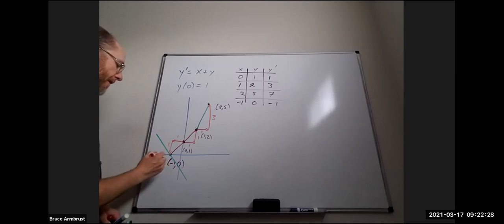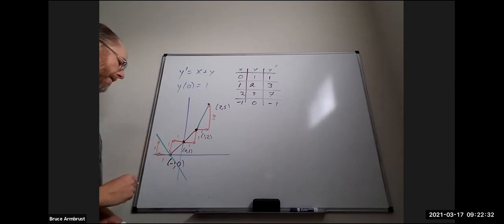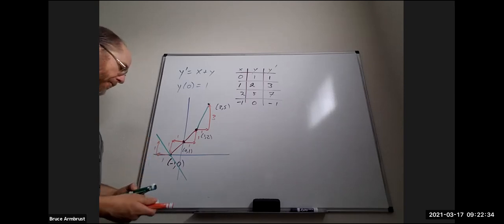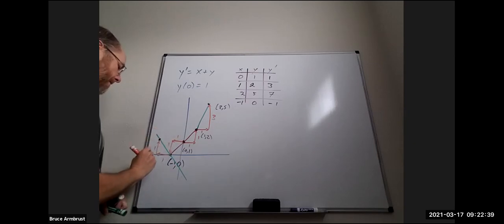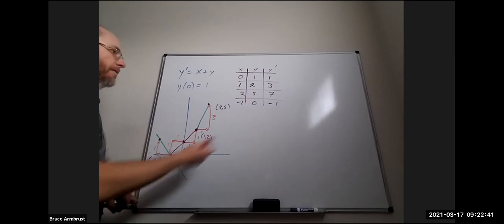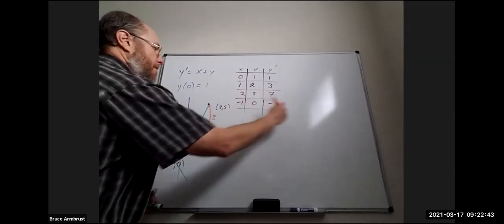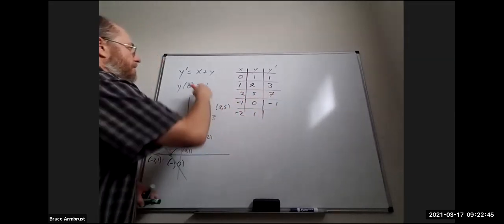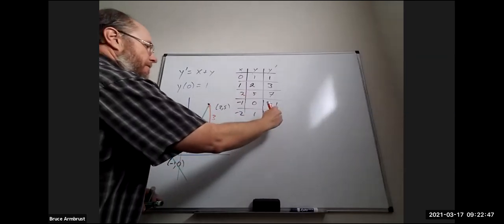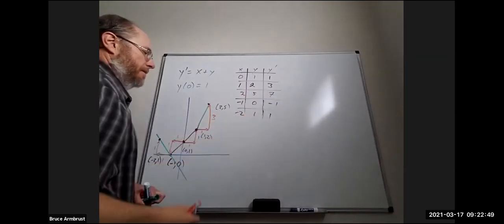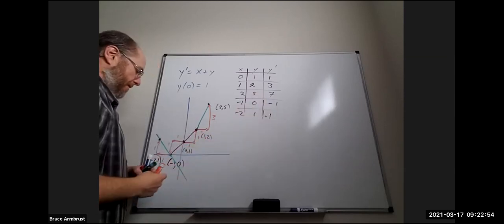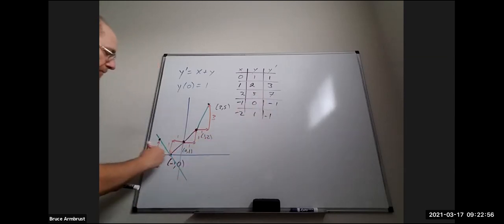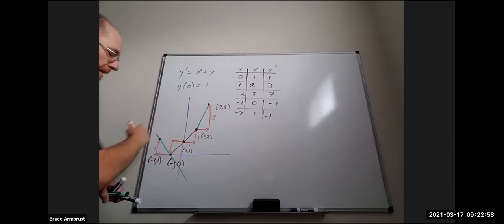So again, if I go over 1, now I'm going to go up 1. And that brings me to the point -2, 1. All right, well, let's plug those in. So -2 plus 1 is 1, or sorry, -1. So I'm still going to have a slope of -1, which means I'm going to keep going in that direction.